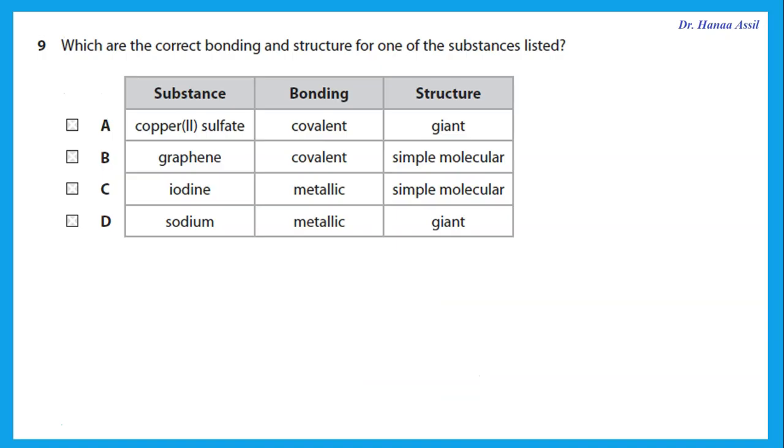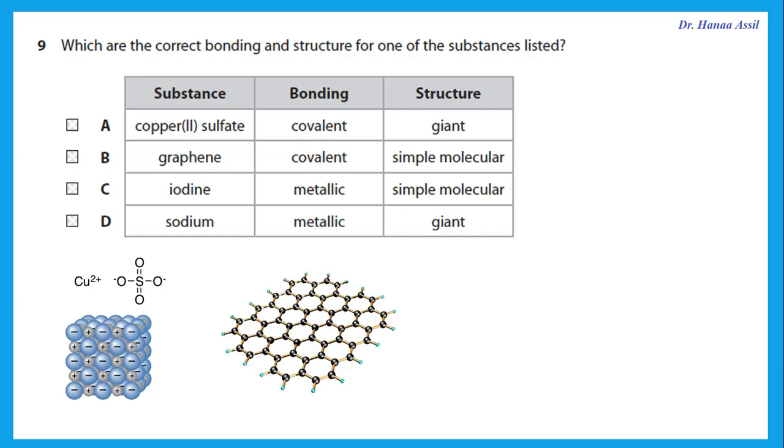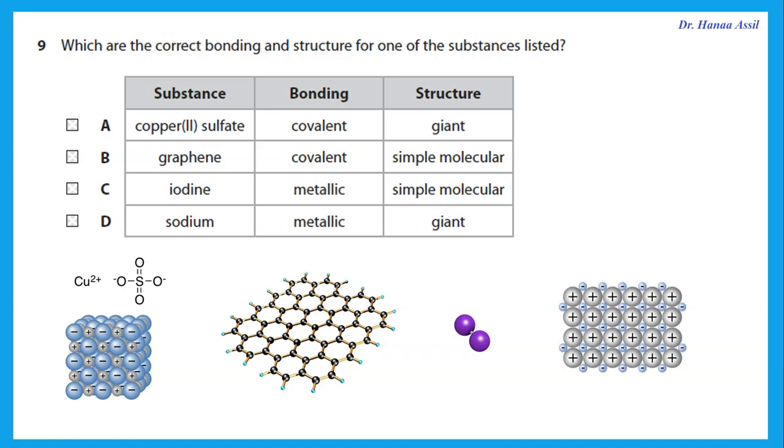Which are the correct bonding and structure for one of the substances listed? So which of these is correct? Well, let's take a look. Copper sulfate. You should realize that copper sulfate is ionic, not covalent. So A is wrong. Graphene is covalent. I agree. But it's not really a simple molecular structure. It's giant. Iodine is not metallic. That's wrong. It's a simple molecular structure, but of course it's not a metal. Now, sodium is metallic and giant, so that is the one that is correct.